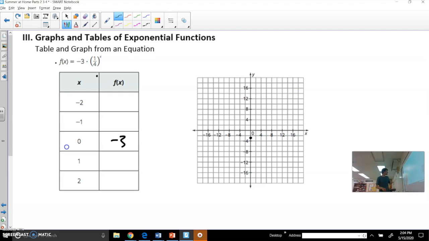Okay, so if I was to plug in a 1 for this, 1/4 to the 1 would be 1/4. And if I multiply that by -3, you get -3/4. And if I plug in a 2 here, that's going to make 1/16. That -3 is going to multiply against that, making -3/16. So I'm just going to make a quick sketch of this. 1, -3/4. 2 gives me -3/16, and so forth and so forth.